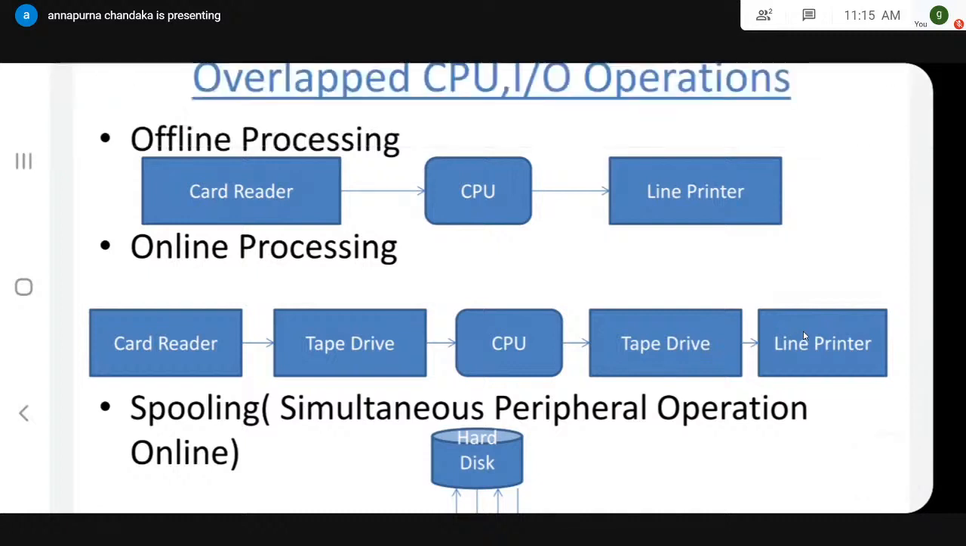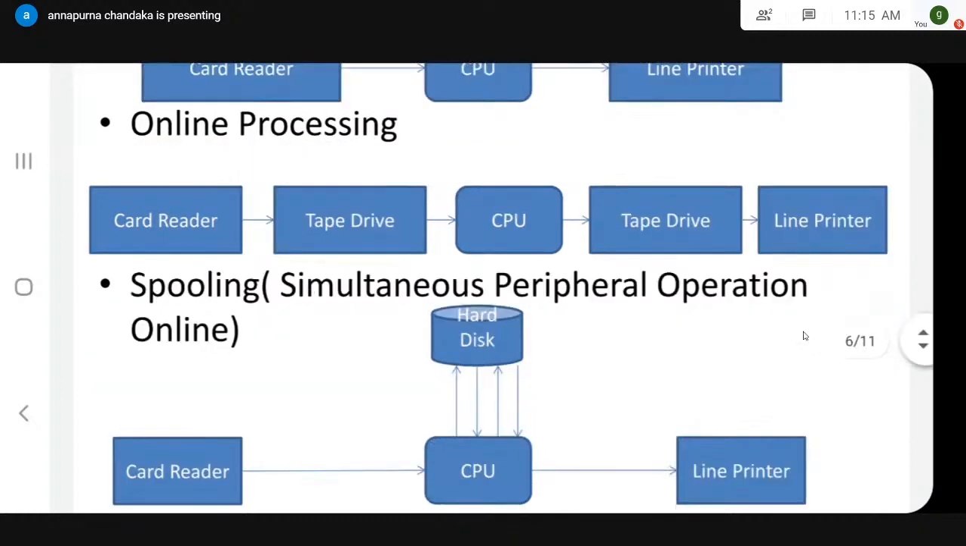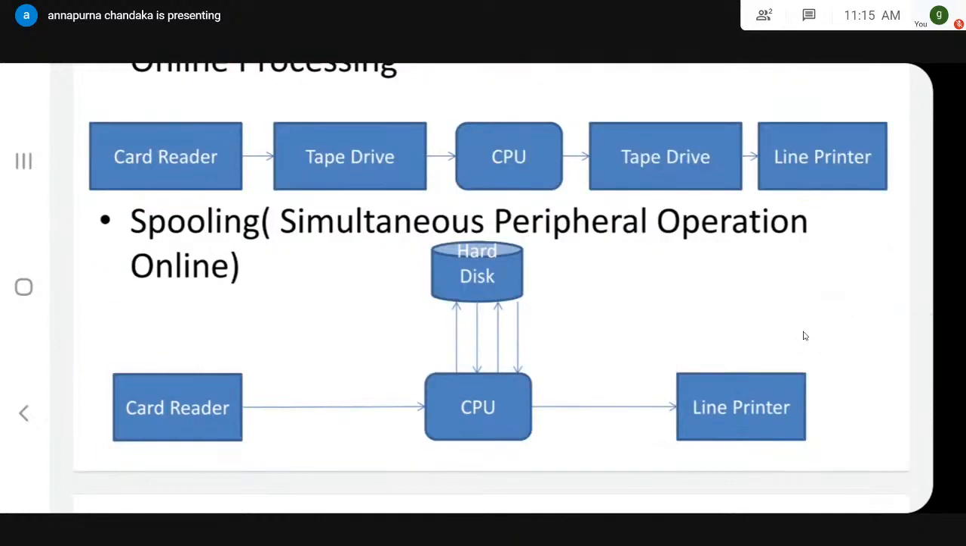Again, people were not comfortable using tape drives. Now we enter a new era, where a new storage device came into the market, which is called the hard disk.